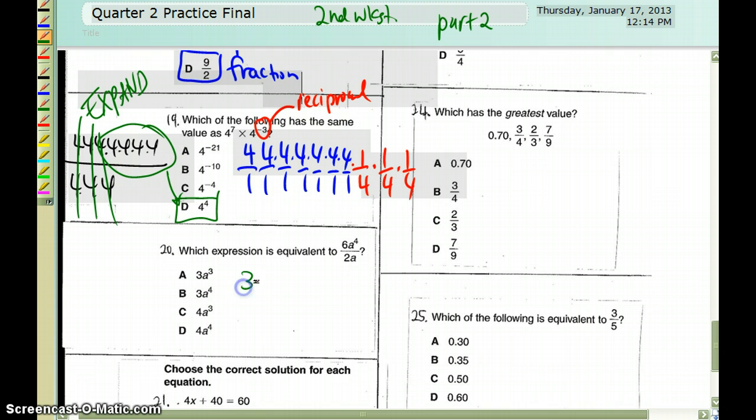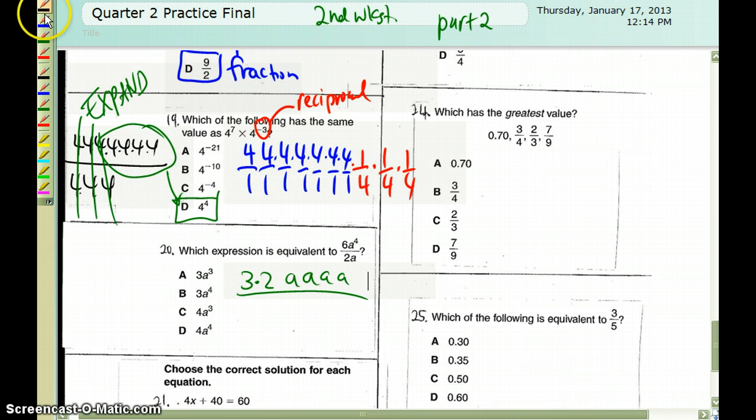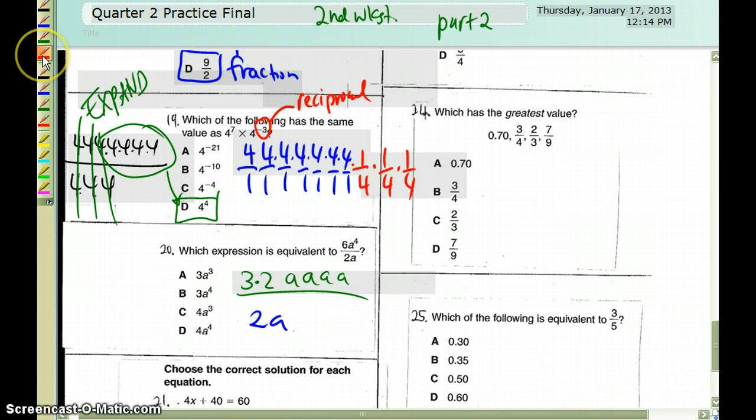6 could be 3 times 2. Those are nice factors. A to the 4th means A times A times A times A. And then we have 2 and A in the denominator. So here we're able to cross out and get A divided by A is uno. 2 divided by 2, uno. And there we have our answer left, 3 and A. Here we go, would be A as our answer.